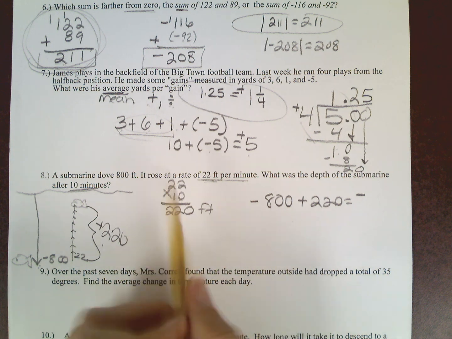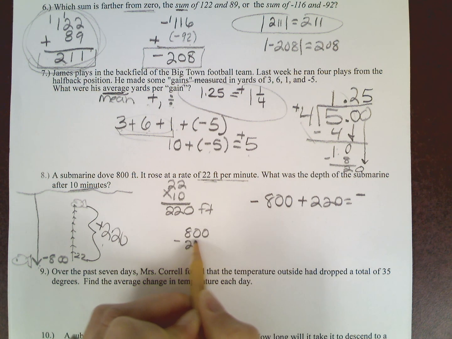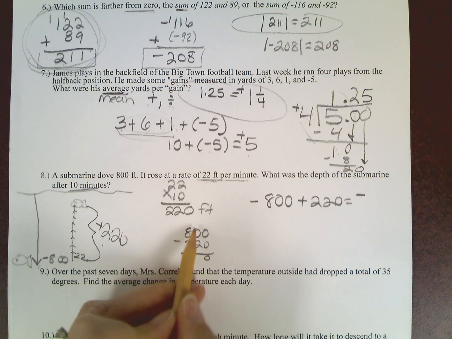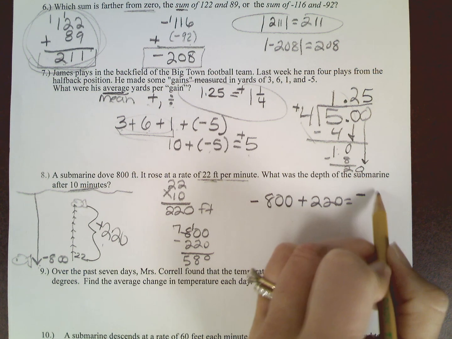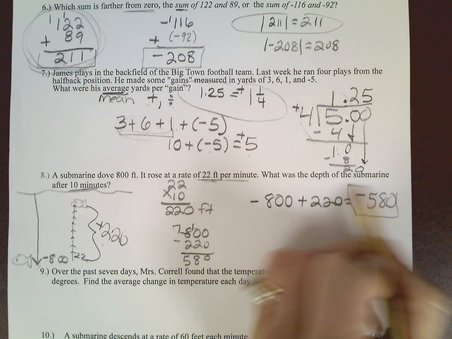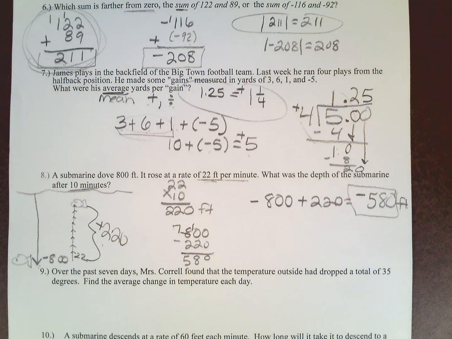So when you add numbers with different signs, you're really subtracting them. So I've got to borrow. 10 minus 2 is 8. 7 minus 2 is 5. So we're at negative 580 feet. So we did not make it back to the surface. Luckily, we're in a submarine, though.